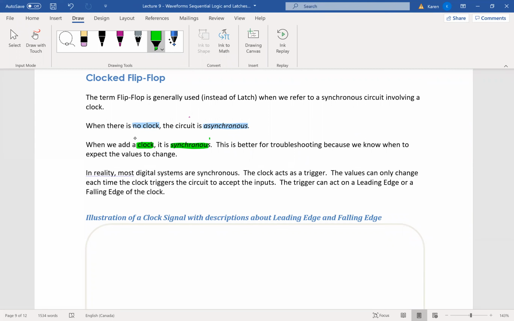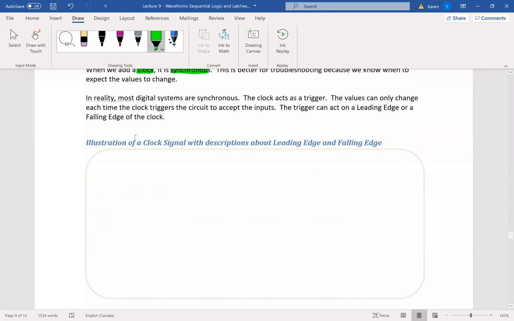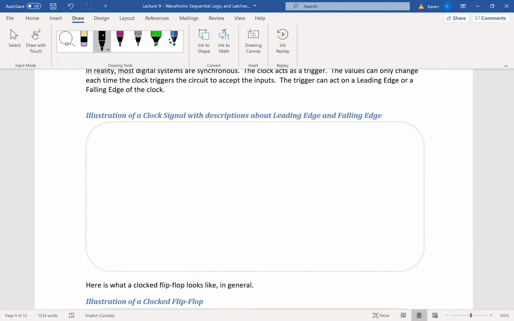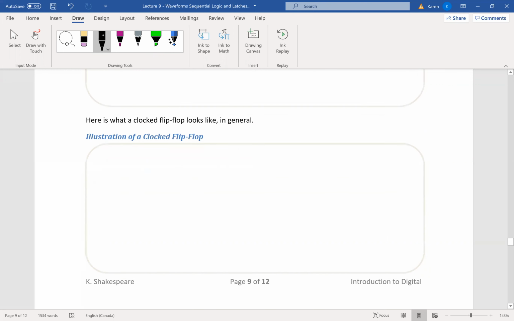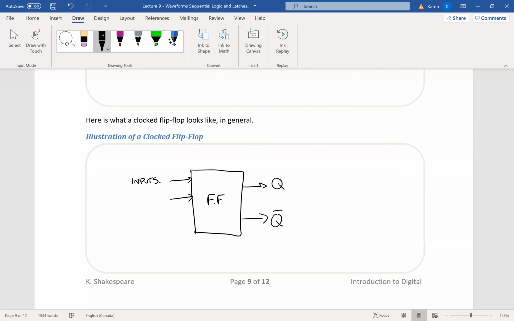So let's take a look at a synchronous circuit. In reality, most digital systems are synchronous. And why we do that, it just means that you add another input. So let's say this is a flip-flop. And of course, it just has output Q and Q naught, just like before. And then you have your inputs, which could be S and R, or J and K. We haven't talked about that yet.